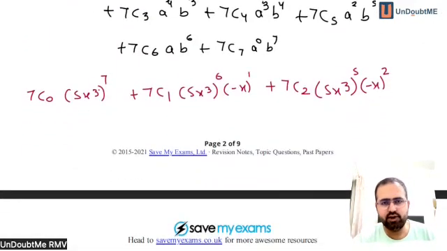This is not the simplified form. You need to calculate everything. The simplified form is the one after we solve them. Is the expansion we just wrote the simplified form? No, it isn't. We need to solve them. Like 7c0, what is the value? 5 to the power 7, what is the value? Like that.